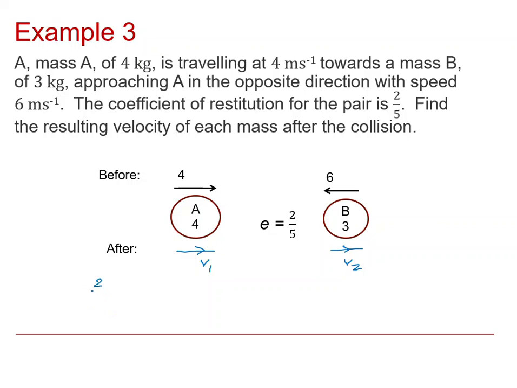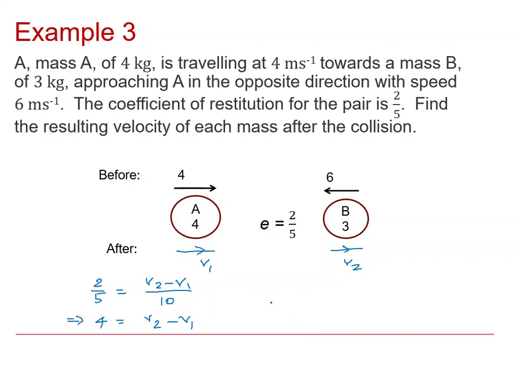momentum. So we have 2/5 is equal to the velocity of separation, v2 minus v1, divided by the velocity of approach, which is 10. So if we multiply both sides by 10, we'll end up with 4 is equal to v2 minus v1. We can't do any more with that because we have two unknowns. But we can apply the momentum law.